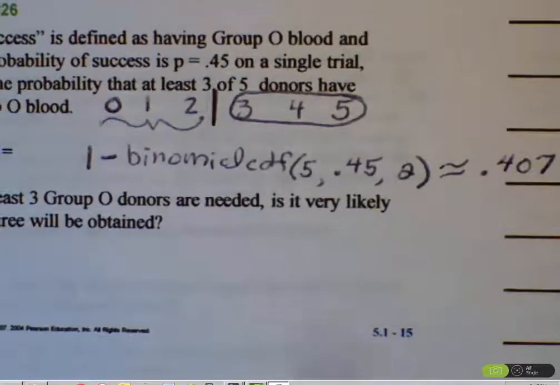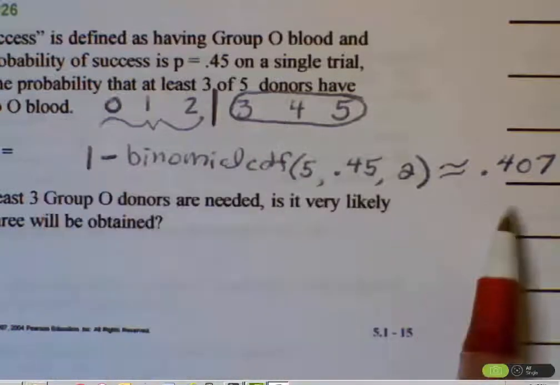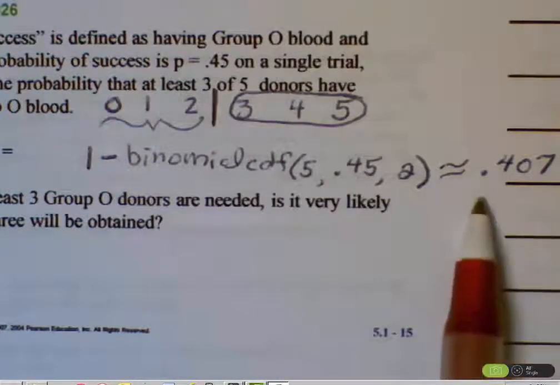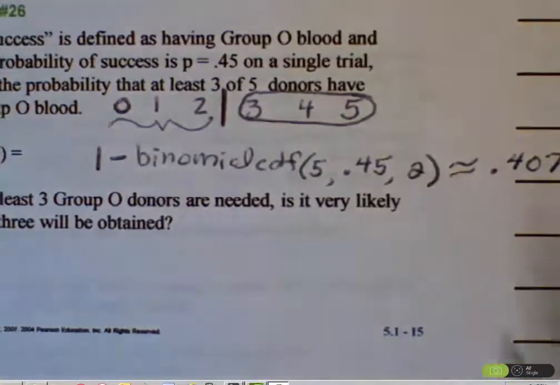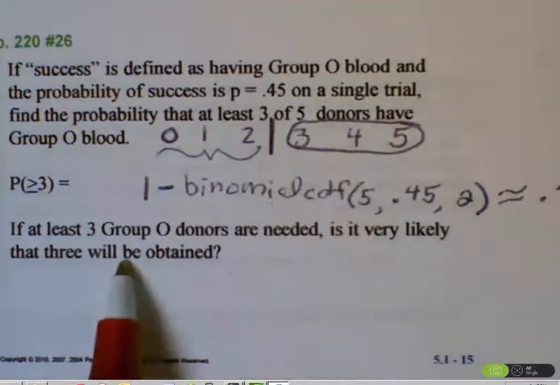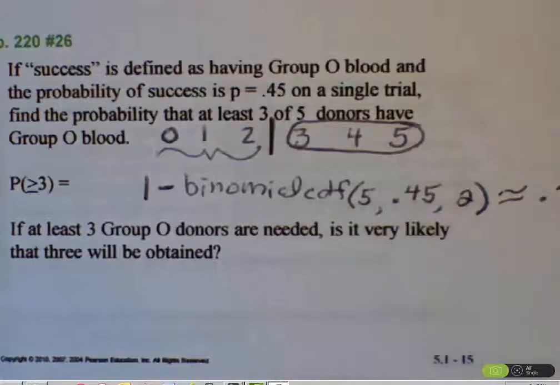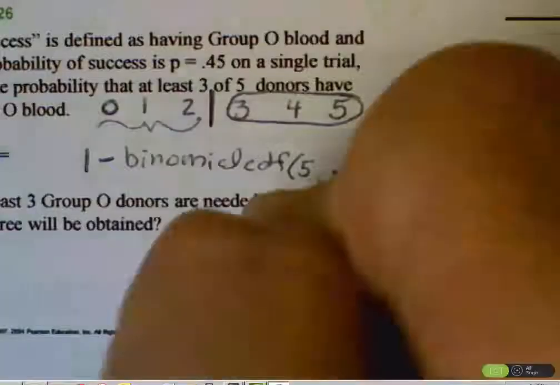The probability of getting at least 3 out of 5 donors with group O blood, there's about a 40% chance of that happening, maybe 41%. If I have to have 3 pints of group O blood, is it very likely that I'm going to get all 3 pints from just choosing 5 donors? Well, there's about a 40% chance that I will, but there's about a 60% chance that I won't. I would say no.